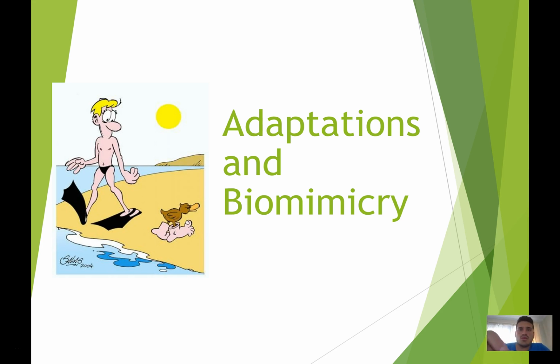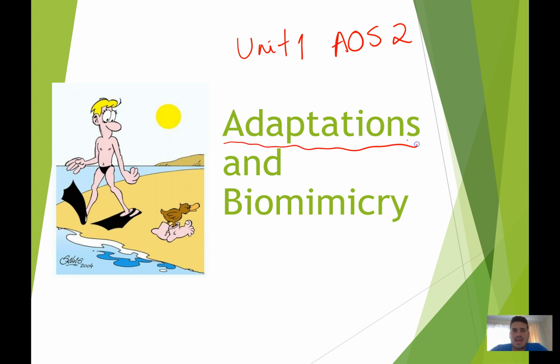To start us off on Unit 1, Area of Study 2, we're going to start talking about things called adaptations, and we're also going to talk about this human construct called biomimicry. Adaptations is something you've likely heard before. It involves adapting so that you can live inside a new environment, and actually, you have to be in that new environment already to adapt. Adaptations go really closely with evolution, which is studied more in Unit 4 biology.